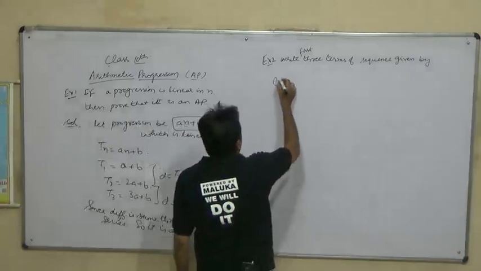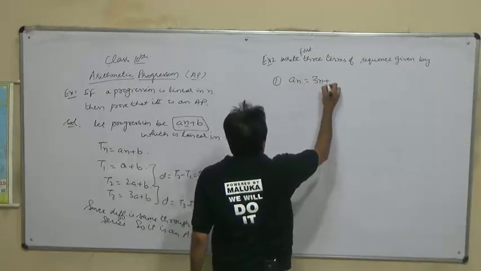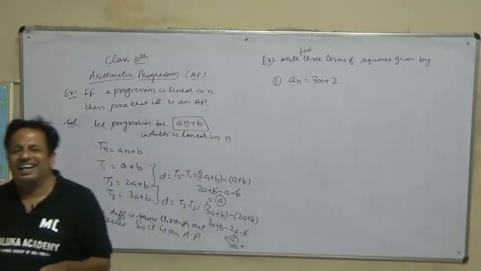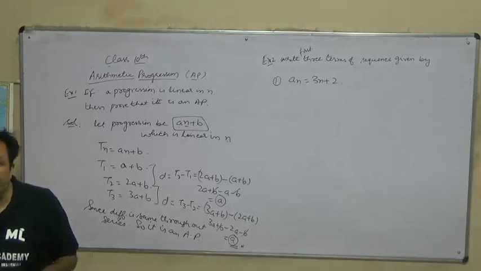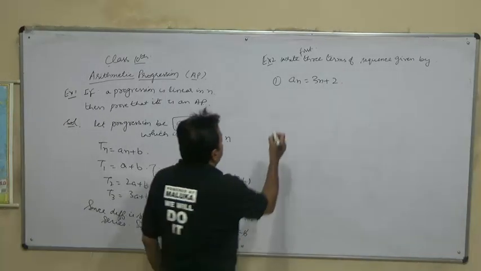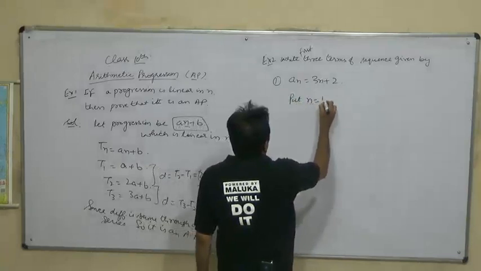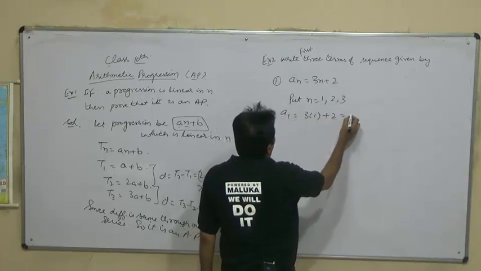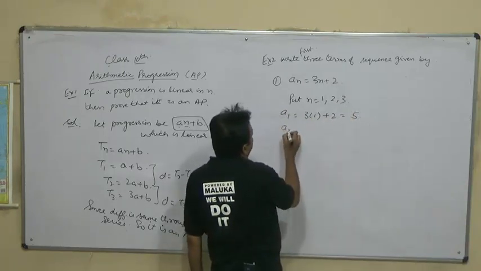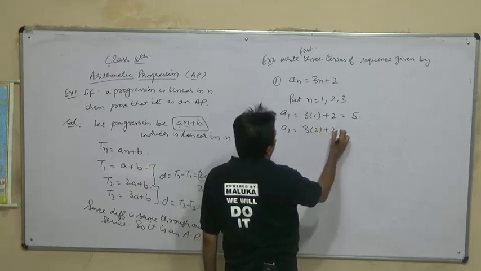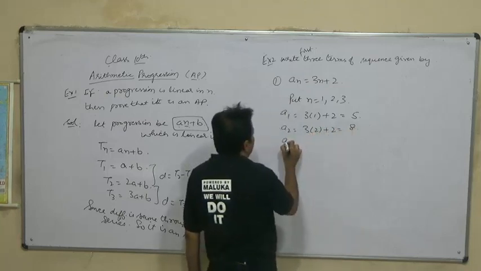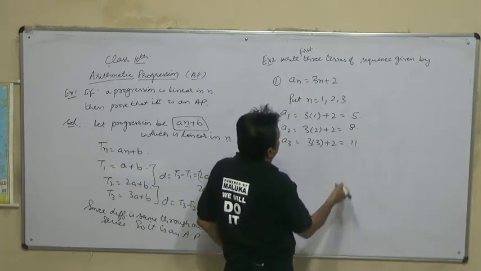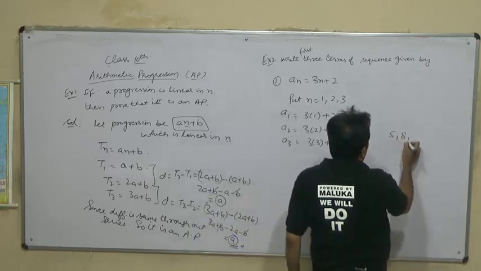First, an is equal to 3n plus 2. So how do we get the three terms? Three terms can be got by putting n is equal to 1, 2 and 3. A1 will be equal to 3 into 1 plus 2, 3 plus 2 is 5. A2 is 3 into 2 plus 2, this is 8. A3 is 3 into 3 plus 2, 11. So the three terms are 5, 8, 11.